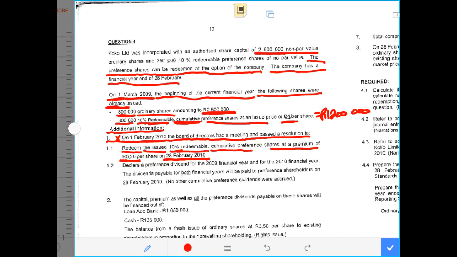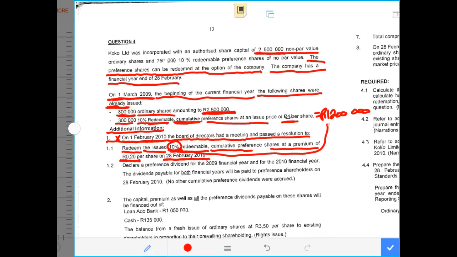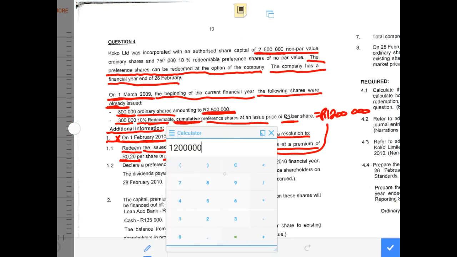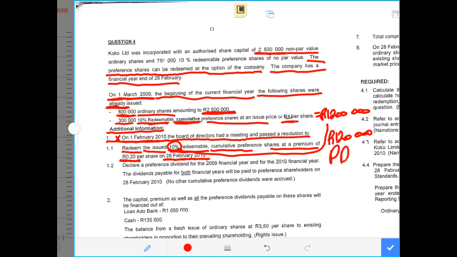So now we know that 10% of 1,200,000, so we multiply 1,200,000 by 10 divided by 100, this will give us 120,000 rands. So now that means 120,000 rands will be preference dividends. If I may write that in abbreviation, PD, this will be preference dividends for the current year. Therefore, now if there are those that were accrued from last year, then it will be the same 120,000. Then we have to add the two. Then that total becomes total cumulative preference dividends by the end of the current year.